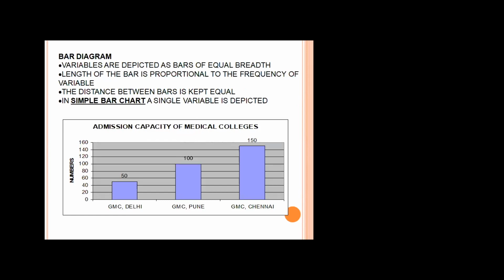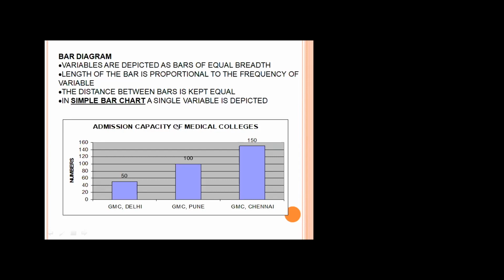Okay. The first important thing that you are supposed to know is the bar diagram. This is important: the bars have equal breadth, and the length of the bar is proportional to the frequency. Higher frequency means more length, and as far as possible the distance between bars should be kept so it is legible and easier to see. So in a simple bar chart, a single variable is depicted.